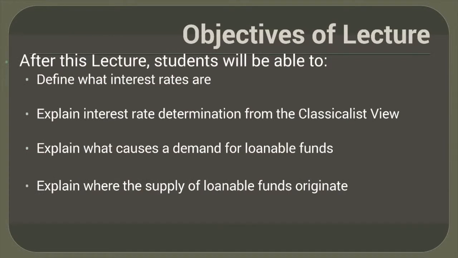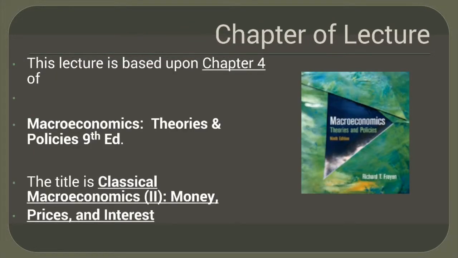So, this chapter is going to enable students to define what interest rates are. You will be able to explain interest rate determination from the classicalist view, explain what causes a demand for loanable funds, explain where the supply of loanable funds originates, and this lecture is based upon chapter 4 of the macroeconomics text that we have been using throughout this course, and the title is Classical Macroeconomics, Money, Prices, and Interest.